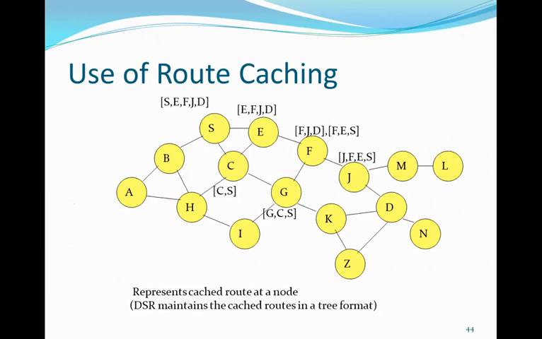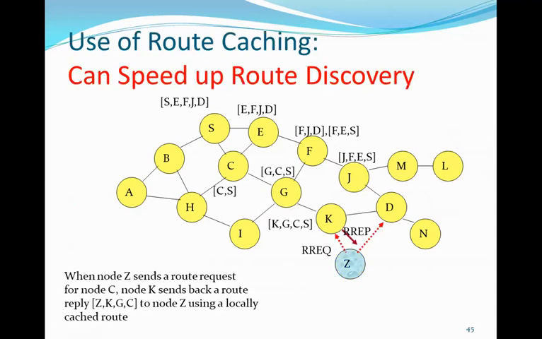Now here you can see the use of route caching: node S knows about E, F, J, D. Similarly, E knows about F, J, D. Similarly, F knows about F, J, D. And similarly, F also knows about E, S. And J also knows about F, E, S. And the same is the case with G, C, and K. So these labels or lists actually represent the routing table of these nodes, that is, which nodes are known and accessible from here. These labels represent the cached route inside every node, and it is maintained with the help of the DSR protocol.